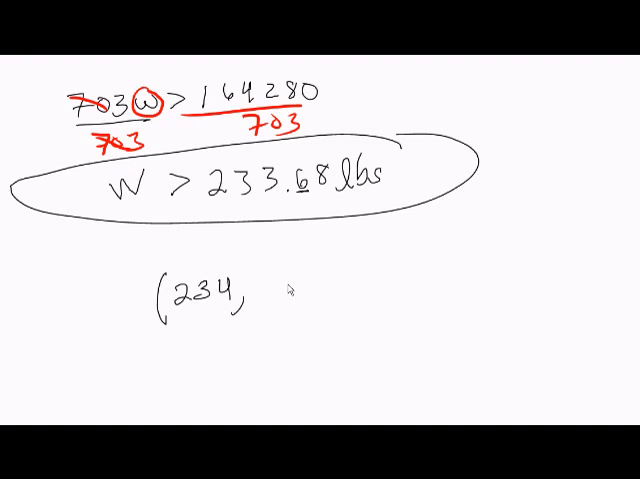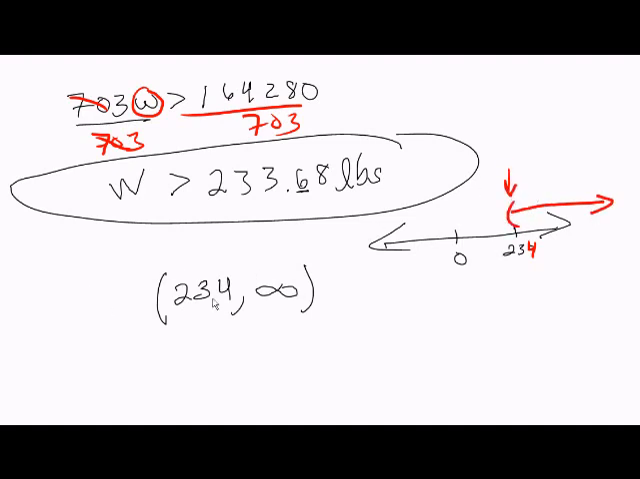The largest number would be infinity. The way we write infinity is a sideways 8. If I was going to graph this on a graph, here's 0. 234 would be way over here, 234. And if I was going to graph this, W, the weight has to be greater than 234. That's how you would write it.